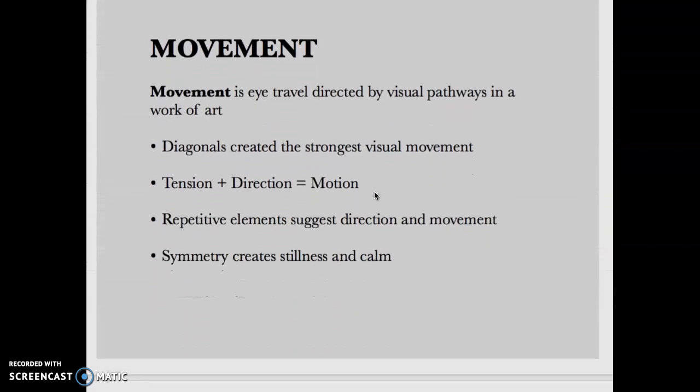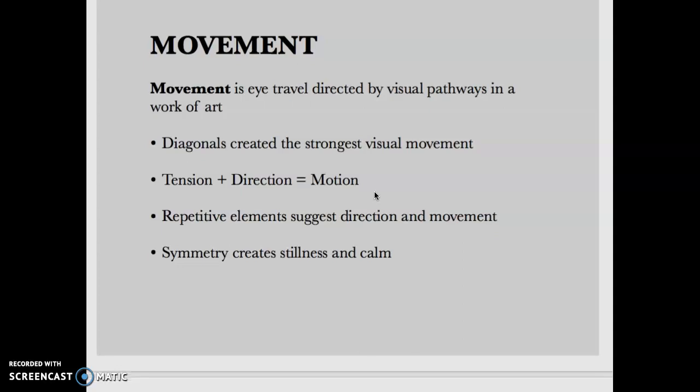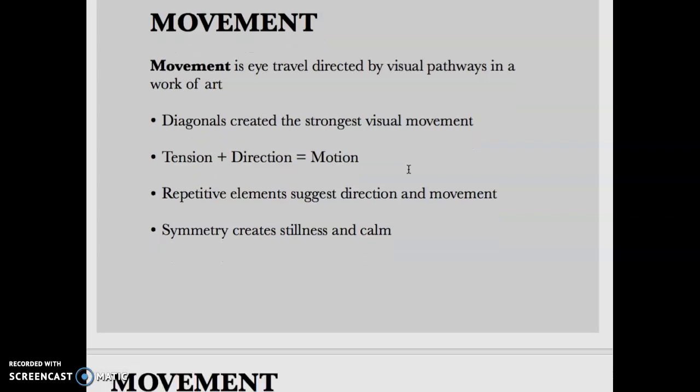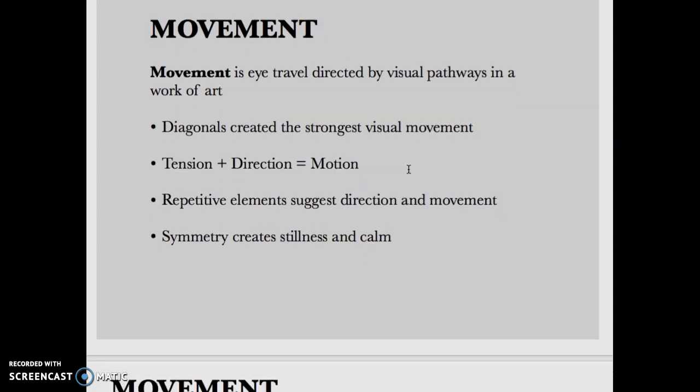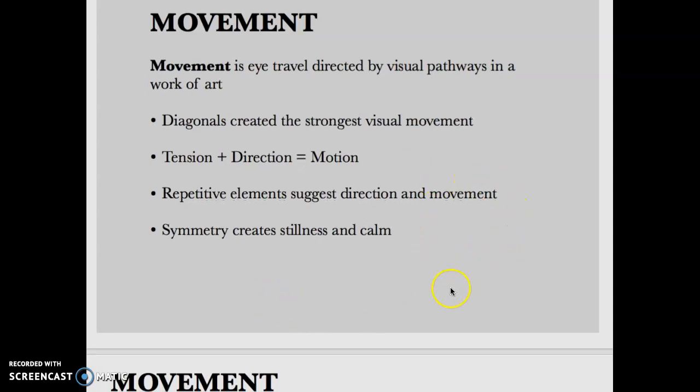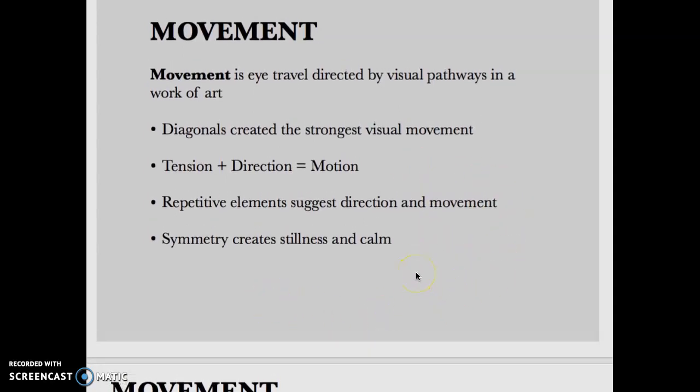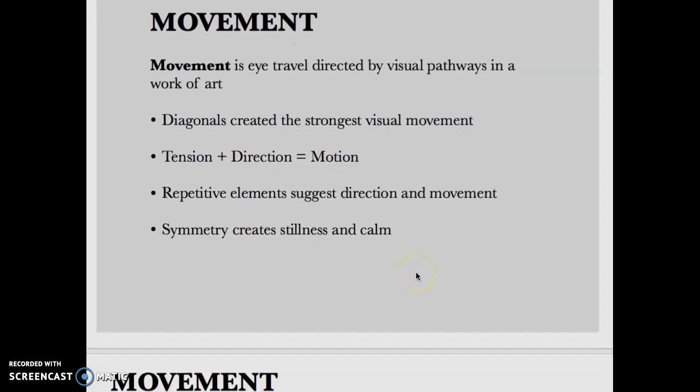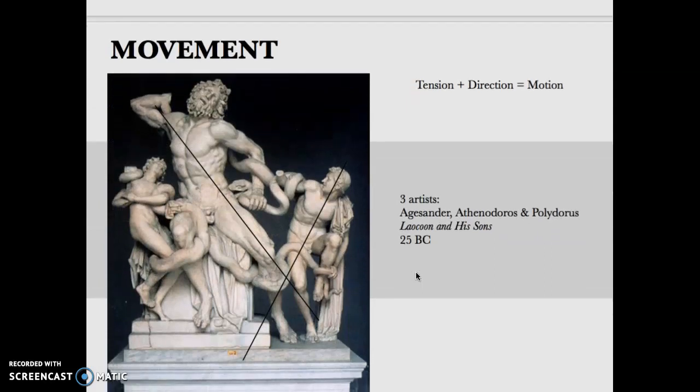Let's talk about movement, which is when your eye is traveling, directed by a pathway in a work of art or a picture. A diagonal, when I'm moving diagonally, it creates a lot of strong visual movement. Tension plus direction equals motion. Repetitive elements suggest direction and movement, and symmetry is kind of the opposite. We're very still, very stable, very equal from side to side, creates stillness and calmness.